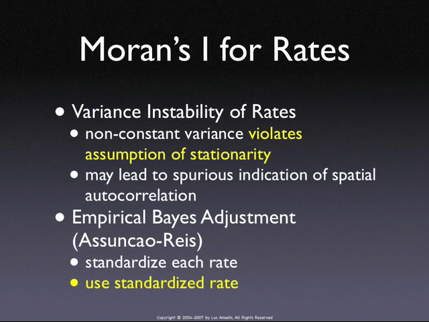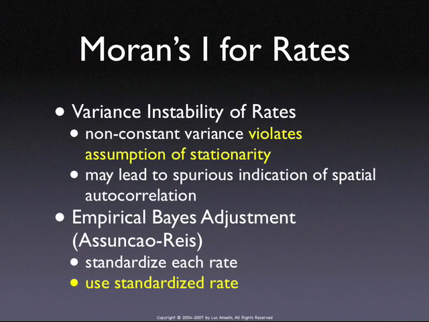So what I was suggesting earlier as something you might want to do for your third assignment, if you're interested in rates, is that you need to have the count of the events and the population at risk. You compute the straight ratio and do a Moran's I. Then in GeoDa, there is a special procedure to do the variance correction on the rates, and then you do Moran's I that way and see if it's the same.